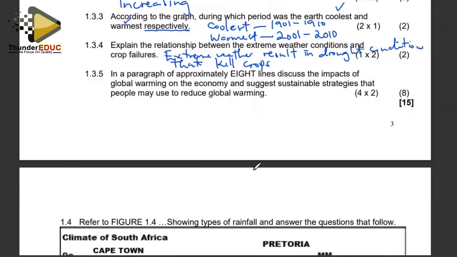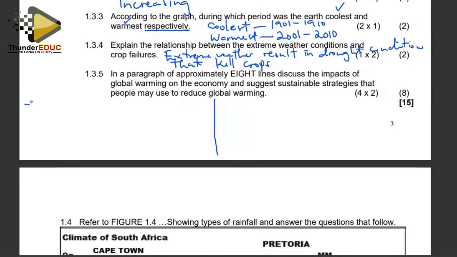In a paragraph of approximately 8 lines, discuss the impacts of global warming on the economy and suggest sustainable strategies that people may use to reduce global warming. Right. You want to look at the impacts on the economy, then the strategies that can be put in place.